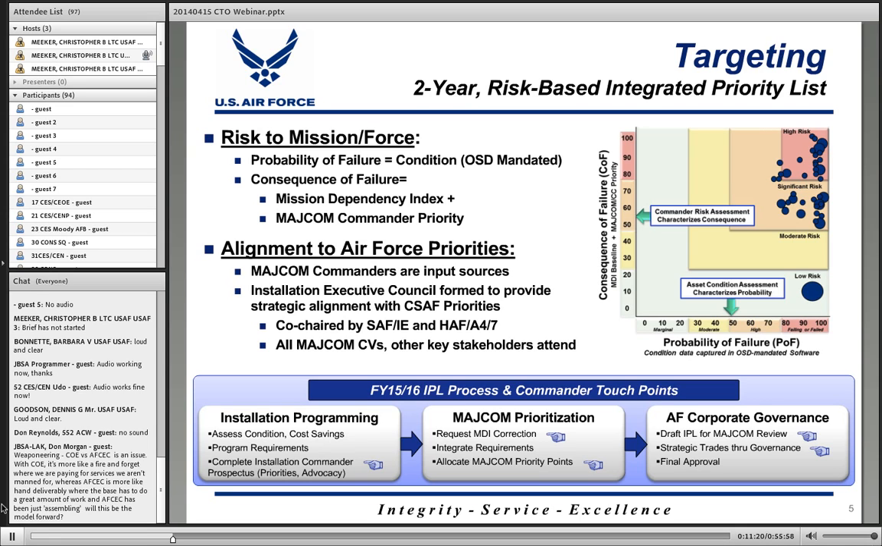So the goal now going forward is that we're going to be proactive, and this was just briefed to the 3 stars at the Installation Executive Council, and while it might be tweaked from year to year, they loved it. That's a good thing for us, so that we can establish a front-end prioritized process that everyone's familiar with and that's not going to be changing every year.